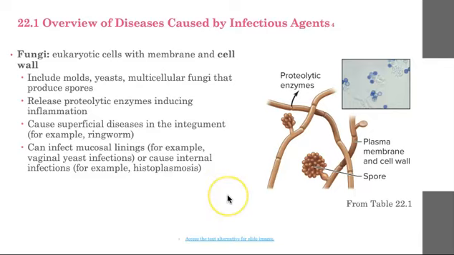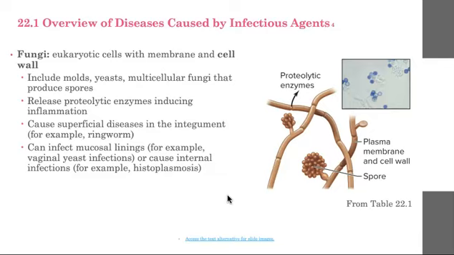Next, let's talk about fungi. These are eukaryotic cells that have a membrane and a cell wall. They include molds, yeast, and multicellular fungi that produce spores. They release proteolytic enzymes that induce inflammation within our body.